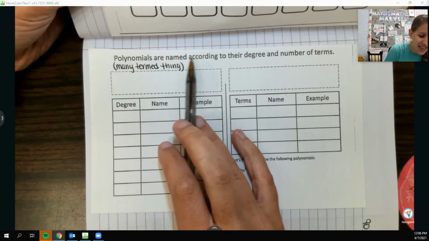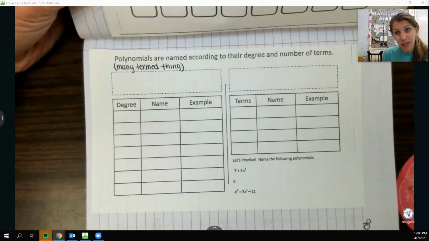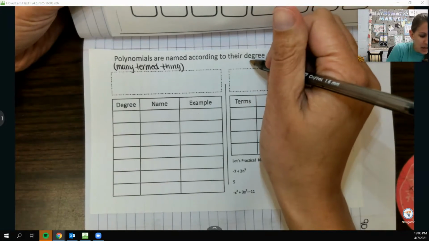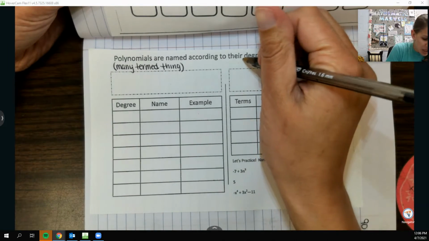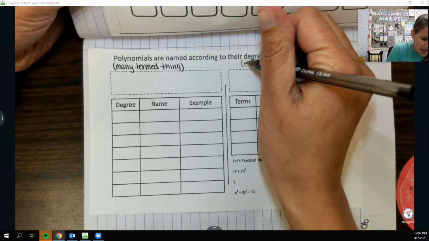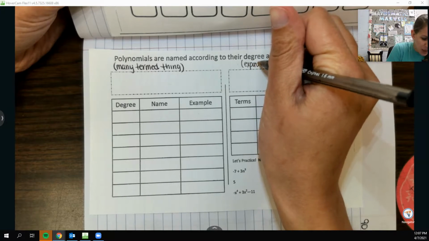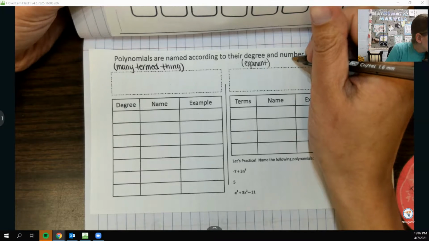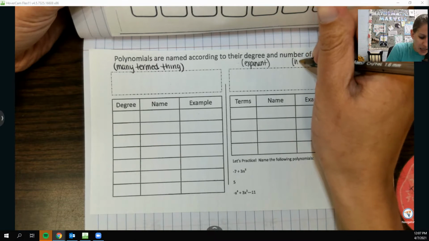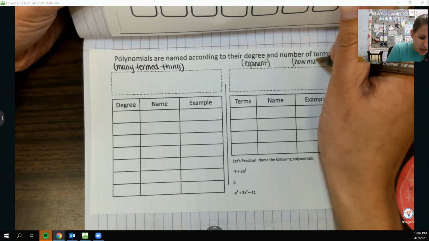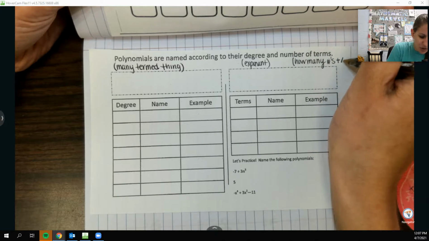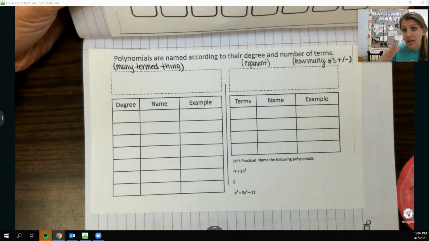And when I want to name them, they get a first and a last name, just like you do. Their first name is going to be based on their degree, which is like their exponent or their biggest power, and the number of terms. So like how many numbers are being added or subtracted. Okay, so like how many numbers and then the biggest power.